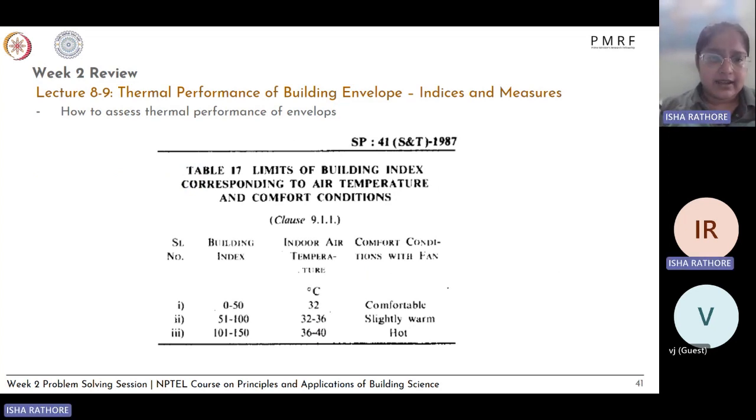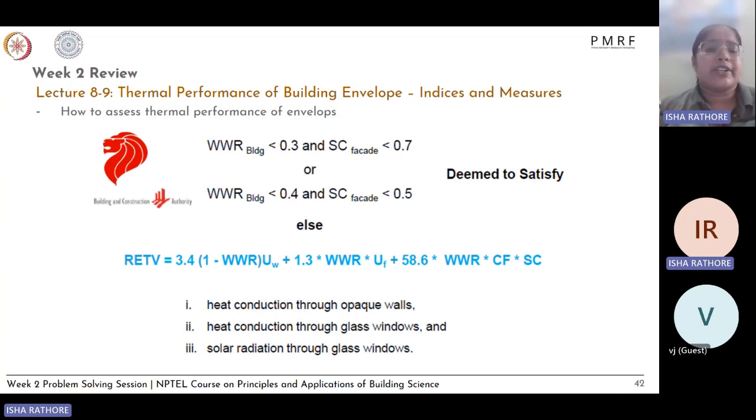Okay, and then this is the building index, which is again an indicator used for limits of building index corresponding to air temperature and comfort limits. So we try to have a building index of less than 50 only, that is between 0 to 50 only, based on an indoor temperature of 32 degrees. And this is the comfortable conditions with a fan. And beyond this, you need to use mechanical measures to cool your buildings. So these are indicators which are mentioned in the National Building Code.